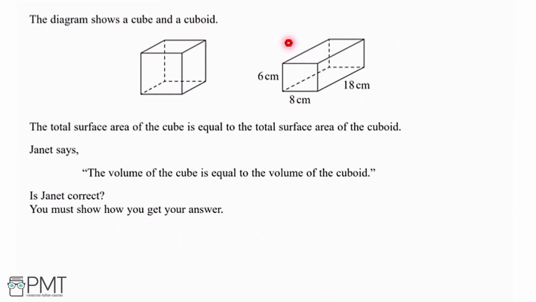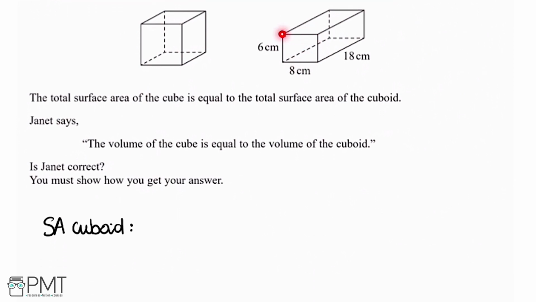So we've been given some information for the cuboid. So let's look at the surface area of the cuboid. So we have a look at this side first. Have a look at this 2D shape. The area is going to be 6 multiplied by 8, which is 48. And because that's an area, centimetres squared.